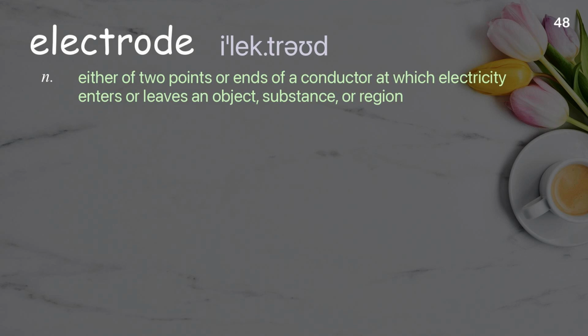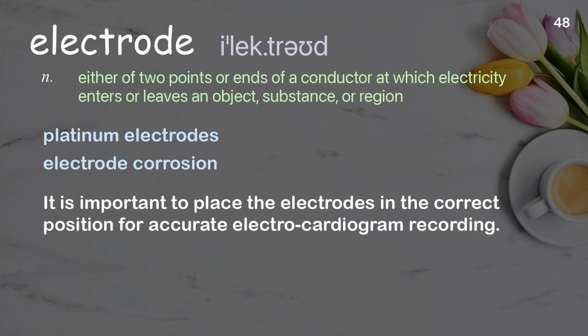Electrode: Either of 2 points or ends of a conductor at which electricity enters or leaves an object, substance, or region. Examples: Platinum electrodes. Electrode corrosion. It is important to place the electrodes in the correct position for accurate electrocardiogram recording.